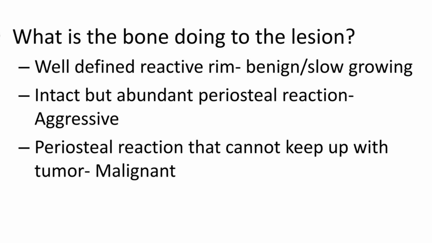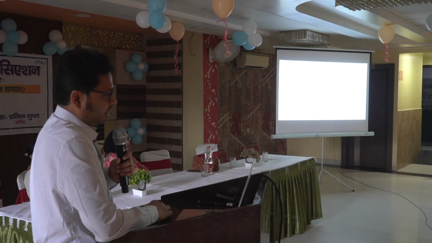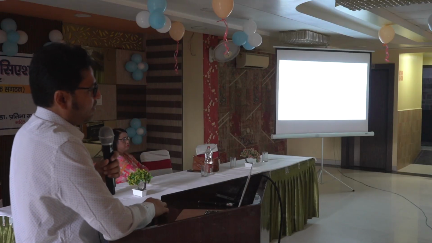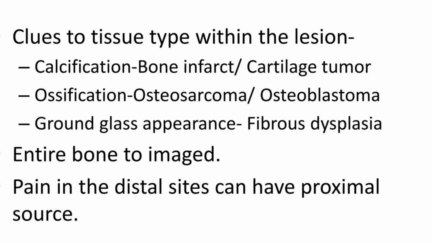Then clues for the tissue type: if calcification is there, then it can be a bone infarct or cartilage tumor. If ossification is there, then it can be osteosarcoma or osteoblastoma. If ground glass appearance is there, then fibrous dysplasia can be suspected.